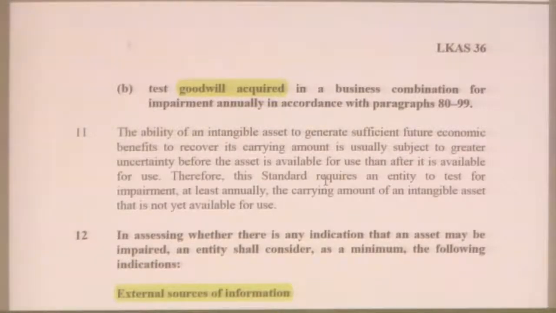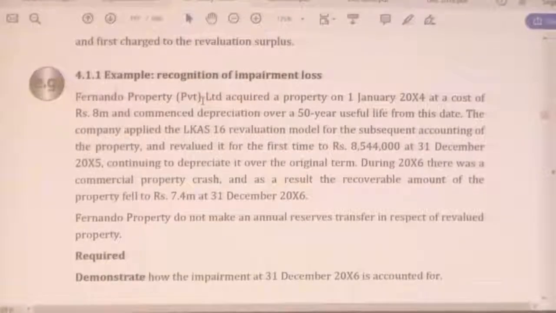If not, for other assets, if there is any indication of impairment, internal or external, you must apply impairment testing, right? Fine. That is the summary of the standard. Now we will see some questions to get more familiar with this standard. Right, take this example.